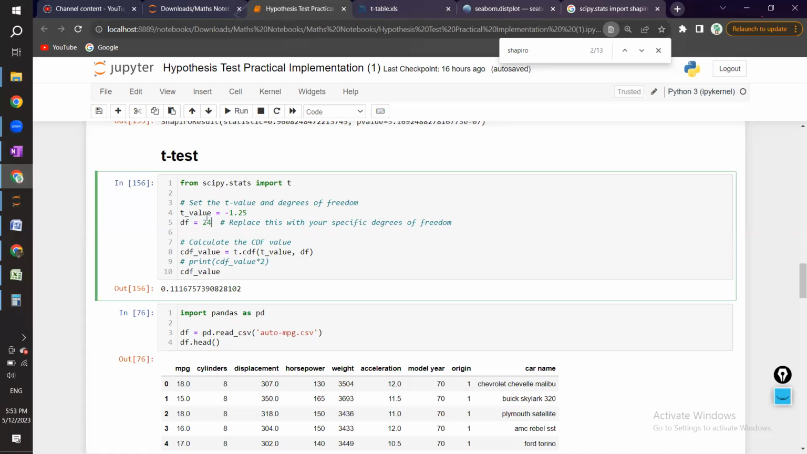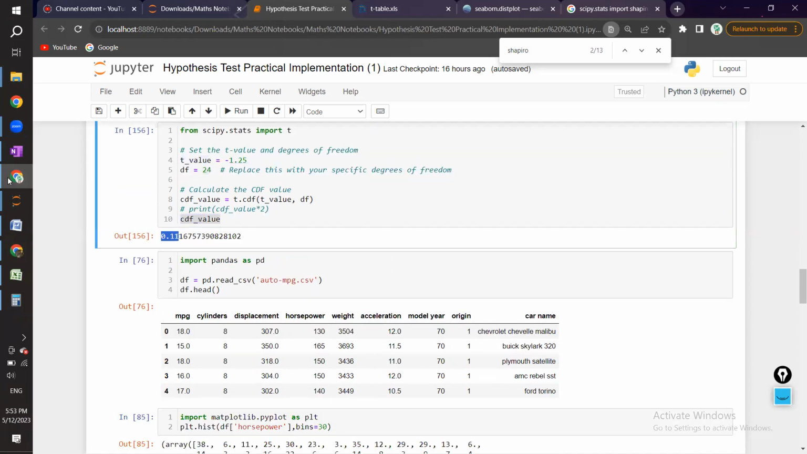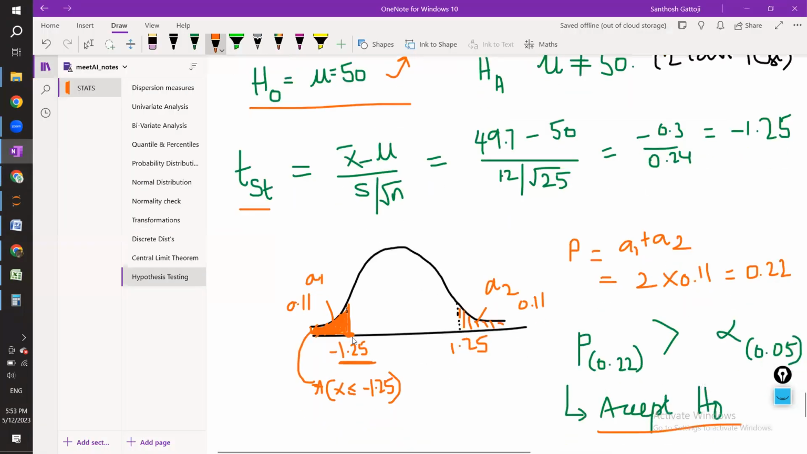These two values you give over here, and whatever value you get is a CDF value. That means 0.11. What is this 0.11? That is the area covered till minus 1.25. Here also, this area will be 0.11, because you are finding greater than 1.25. So 0.11 plus 0.11 total will be 0.22. That is the p-value.